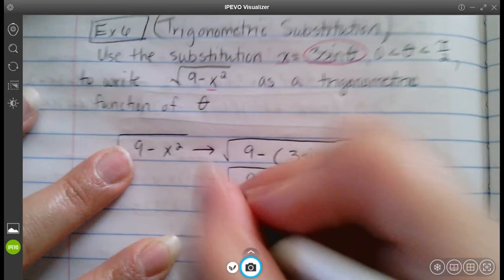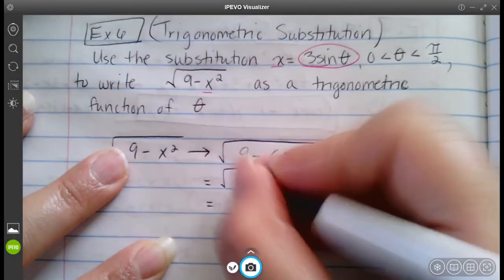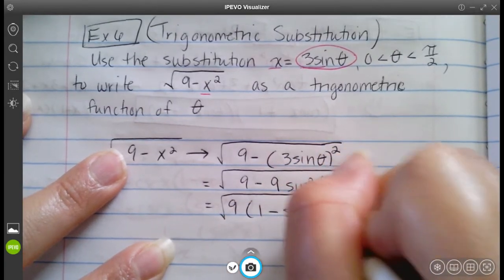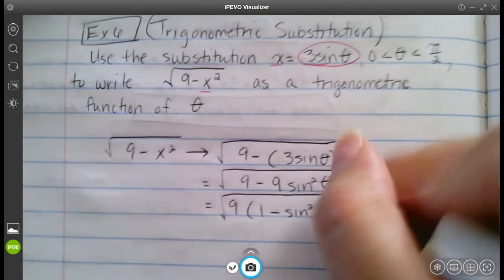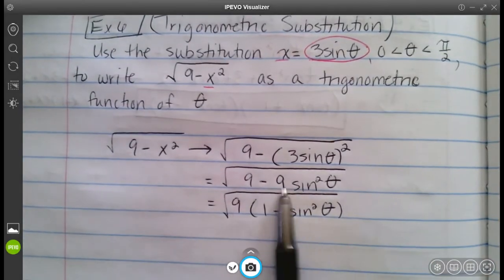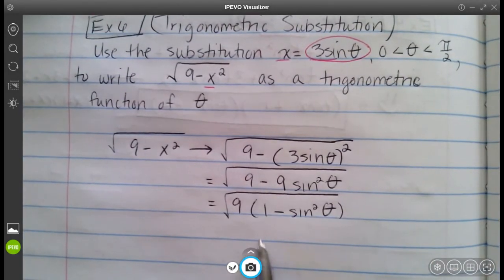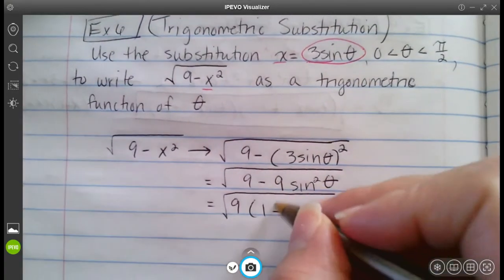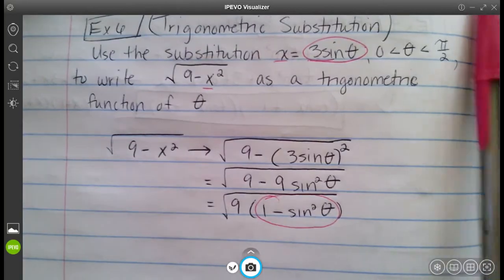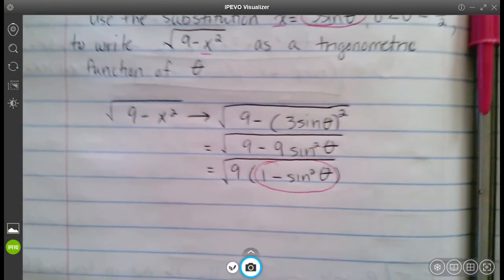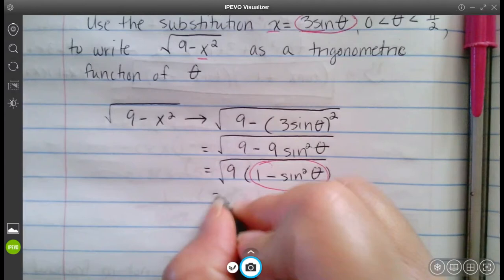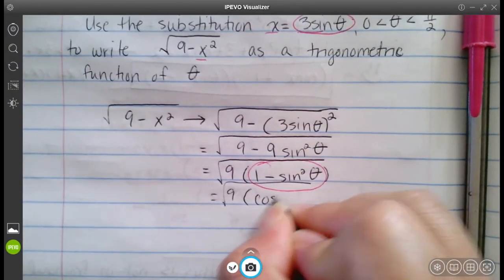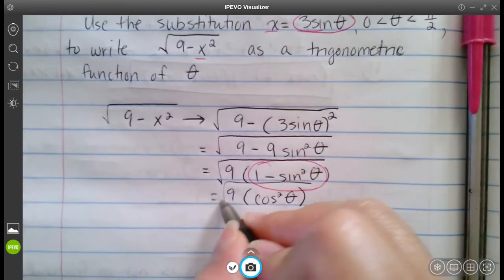Okay, from there we can factor out a 9, like so. 1 minus sine squared theta, in parentheses, I keep forgetting that, because you can take a 9 out from both this term and this term. And then this right here should look familiar. Again, I'm not going to show the foldable. Hopefully you know by now, but you can look at your foldable if you need to. That is the same as cosine squared theta. So this is now the square root of 9 times cosine squared theta.